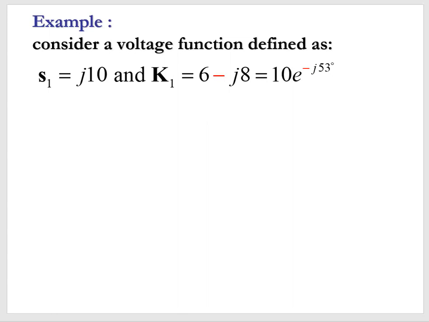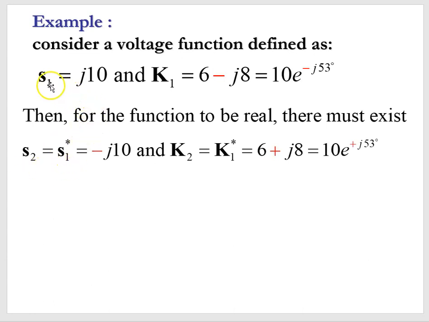All right, let's solve a few problems in this video. We'll start with considering a voltage that is defined with a complex frequency j10 and a complex constant 6 minus j8 in rectangular form, or you can convert that to prove it's true. That has a magnitude of 10 and an angle of negative 53 degrees. So let's analyze, what does it mean by that?